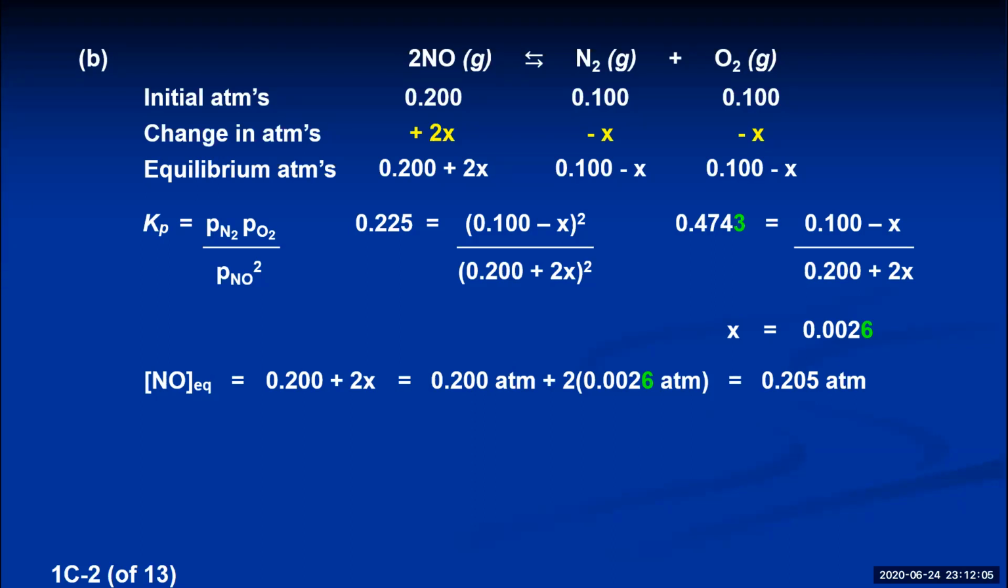Question number 2. For the reaction 2ClF is in equilibrium with Cl2 plus F2, a 2.50 liter flask at 298 Kelvin contains 0.400 moles of ClF, 0.300 moles of Cl2, and 0.100 moles of F2 at equilibrium. A, calculate the numerical value of the Kc for the reaction at 298.